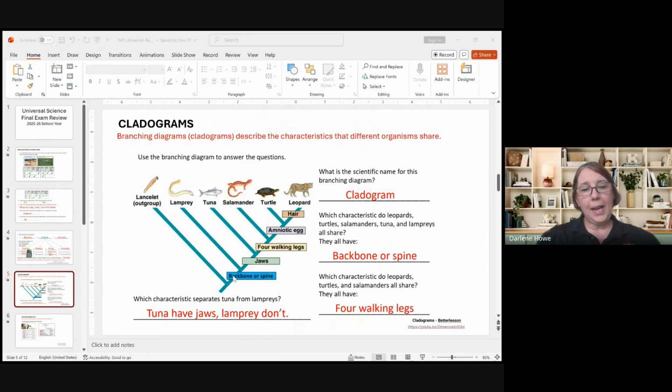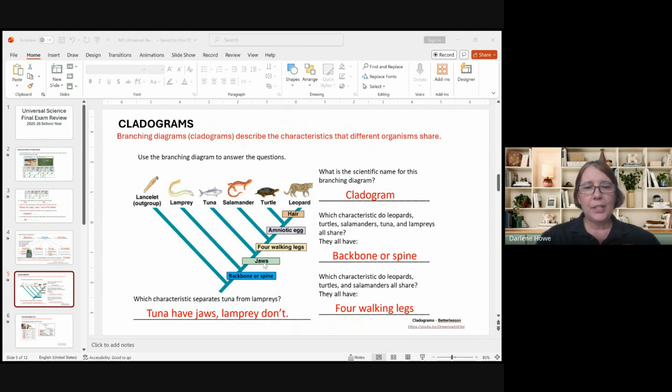Now, a backbone or a spine has started before lamprey joined this type of diagram. So when you go to the bottom part of this, the left side of the line that everything is attached to, this is a timeline. The left side of that line is the earliest time, and then the right side of it by leopard is the latest time. So he would be the most current rendition of that animal.